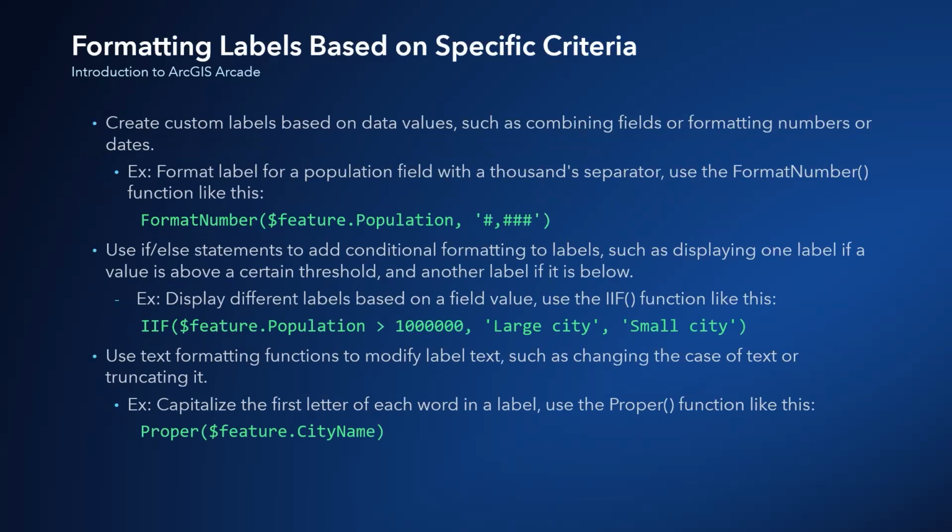So formatting labels based off of specific criteria, we can use Arcade expressions to create custom labels based on data values, such as combining fields or formatting numbers and dates. In this next example, we can see that we can display different labels based off of a field value using the immediate if function. And in our last example, we can see how we can capitalize the first letter of each word in the label using the proper function.